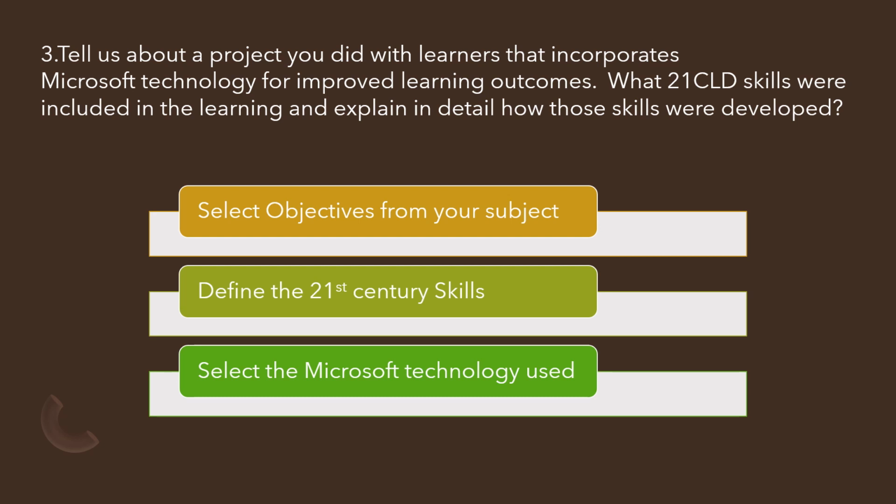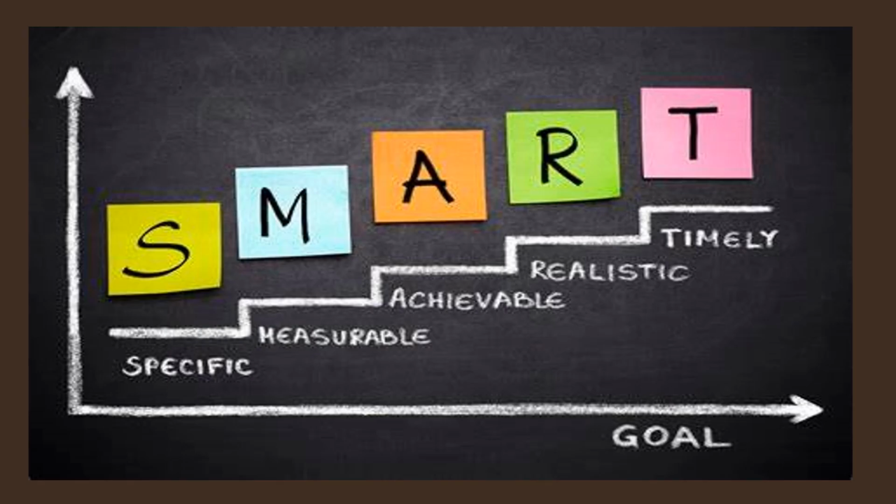So here, first of all, we have to select the objective from your subject, or as we mentioned, if you are dealing with teachers, from your professional development needs that you are working on. Then you have to define the 21st century skills that you are improving, and you have to align the Microsoft technologies that are utilized in this project. When we speak about objectives, it should be SMART. What does it mean? First of all, it should be specific.